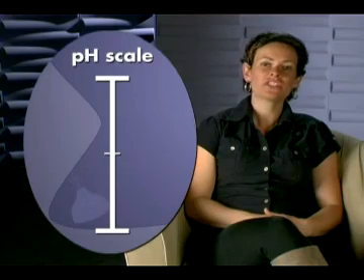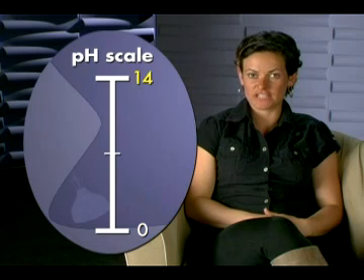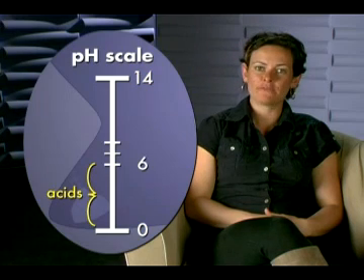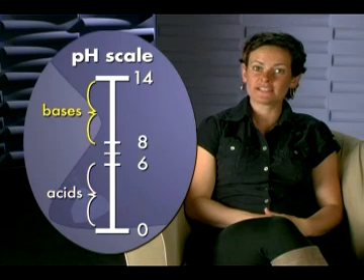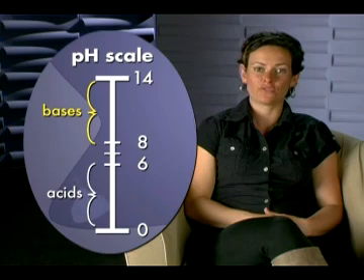So how do you know whether an acid or base is safe to work with? Best to test before you come into contact with it. The strength of an acid or base is measured using a scale called the pH scale. The pH scale starts at 0 and ends at 14. Acids are on the lower end between 0 and 6. Bases take up the higher end between 8 and 14.